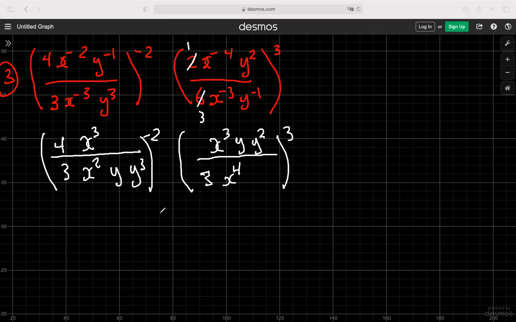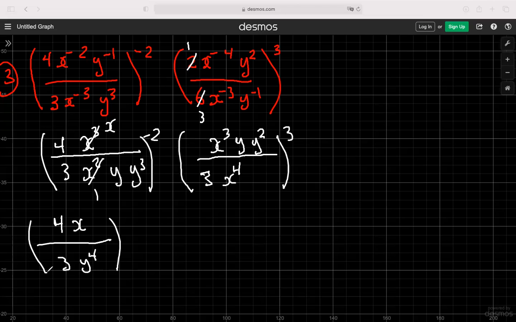Now what I'm going to do, I'm going to reduce, and here I multiply these two. So this x squared goes into itself once, and it goes into x cubed, x times. So what I have is 4x on top over 3y to the 4 on the bottom, all to the power of -2. And in the other brackets, x to the 3 goes into itself once, goes into x to the 4, x times. So what I have here, I have y times y squared, which is y cubed, all over 3x to the power of 3.